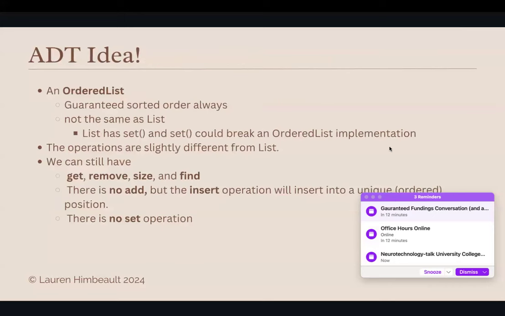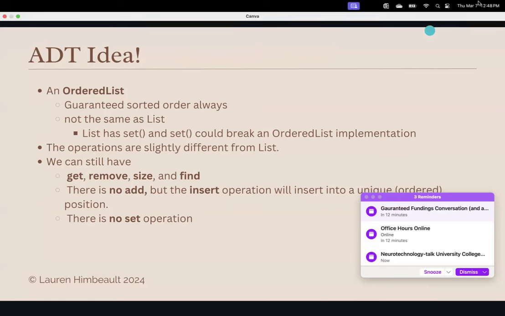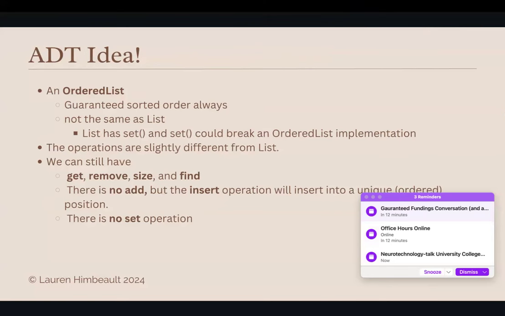So let's talk about an idea here for a second. Let's talk about an ordered list. An ordered list is going to guarantee sorted order always. So this is not the same as a list. This doesn't fit underneath the abstract data type list. This isn't an implementation of a list because lists allow us to do things like add or set in any spot that we want. But an ordered list is going to restrict that. List has set, and set can break that ordered list implementation. So these operations will be slightly different.